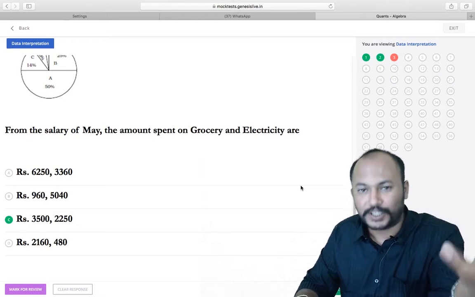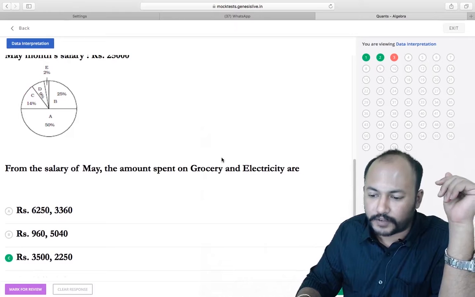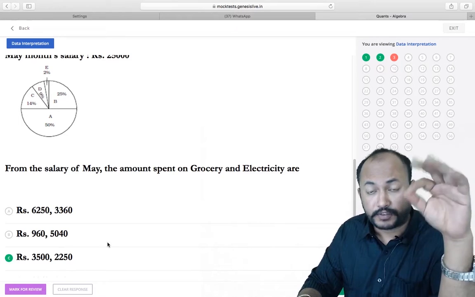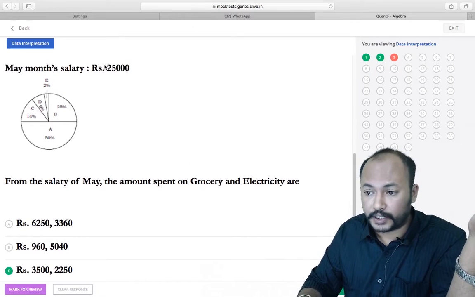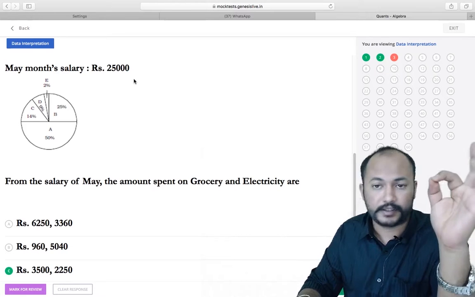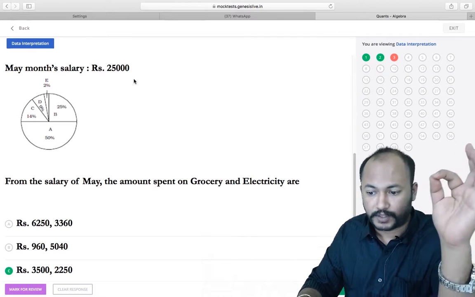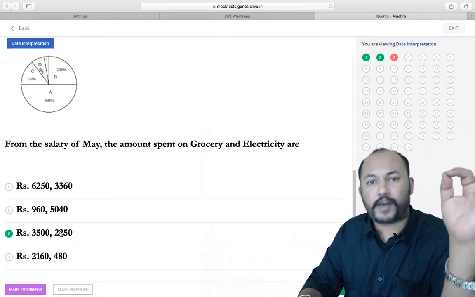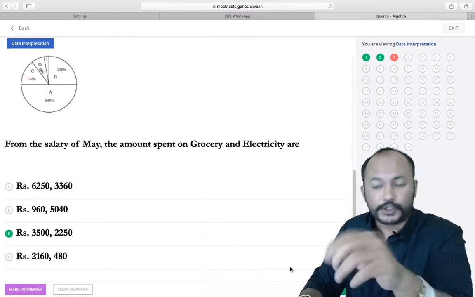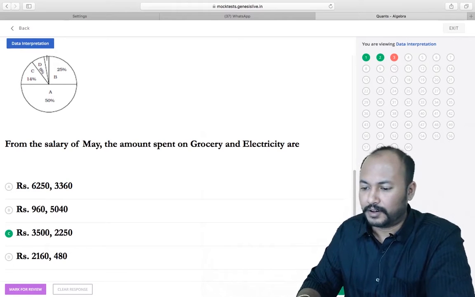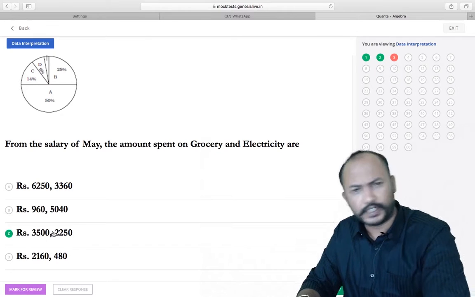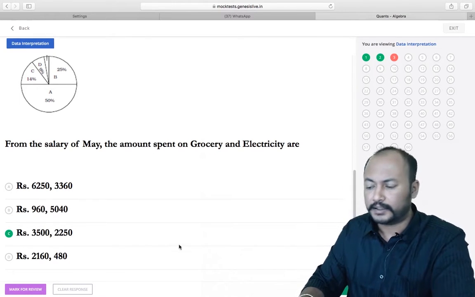Now, since we are not actually solving in the exam, let's just cross verify now. Grocery has to be 14%. Fine. 14% on this is 2,250 plus 5%. 5% of this value: 10% is 2,500, 5% is 1,250. So 2,250 plus 1,250, you can clearly say it is 3,500. Fine. This you should not be doing in the exam. Since everything is unique, you just have to find out one of any of these two, whichever you are comfortable with, and then just mark.